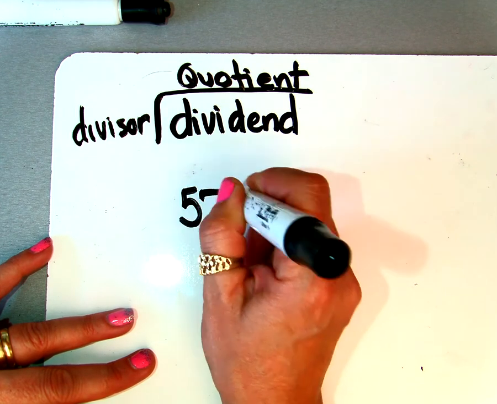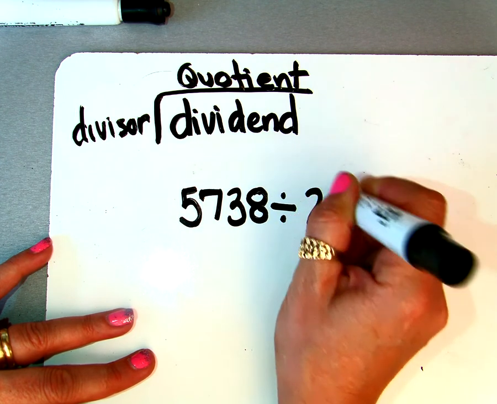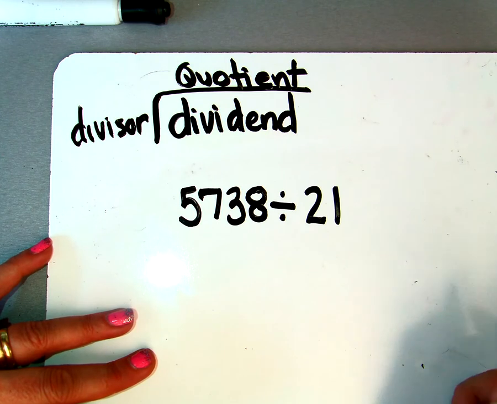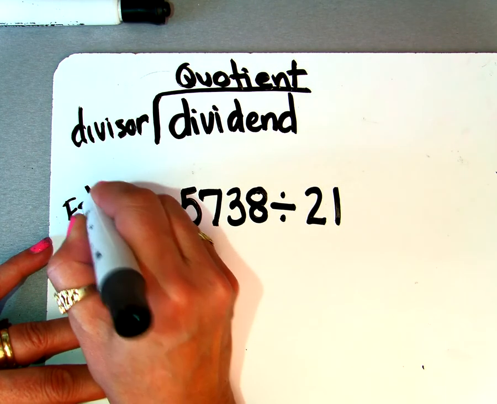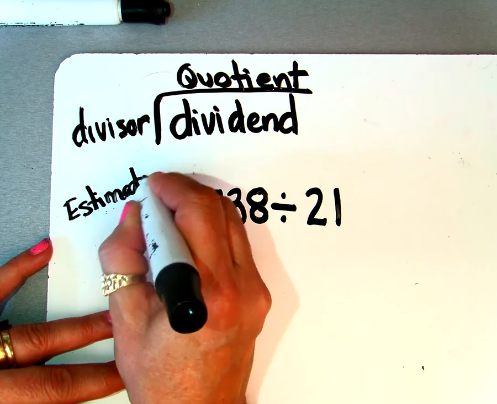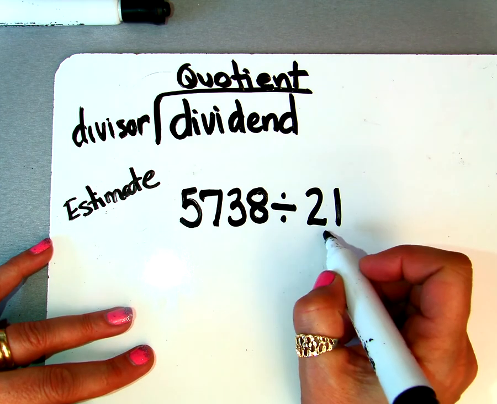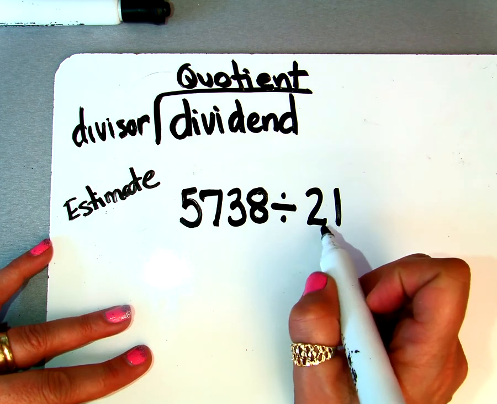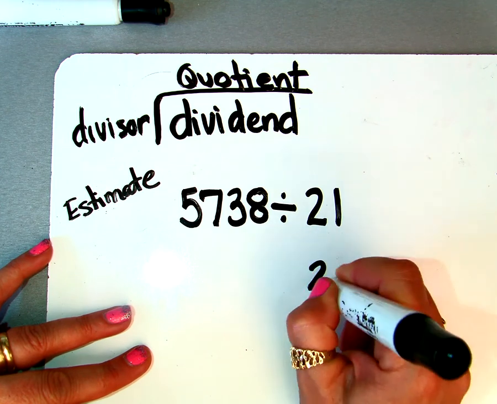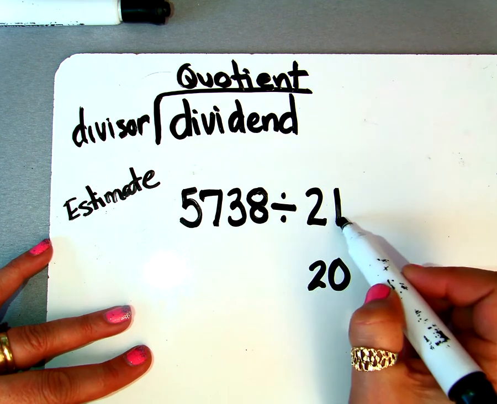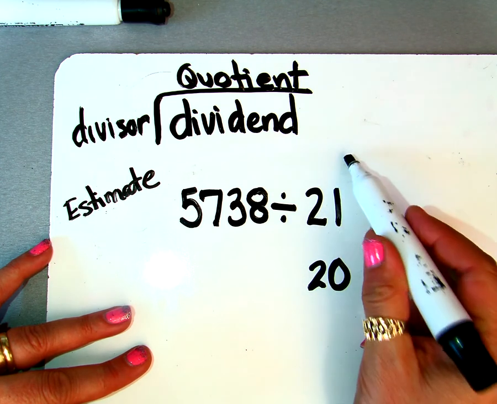I am doing 5,738, and I'm going to divide that by 21. Remember, I'm not doing the actual, I'm doing an estimate. Okay, let's look. You want to round or estimate your divisor first. This 21 I'm going to estimate to be 20. Why? There's a 1 here. This number is definitely closer to 20 than 30.